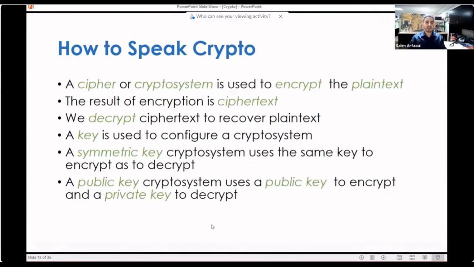So how to speak crypto? Again, it's important to know how to speak it.